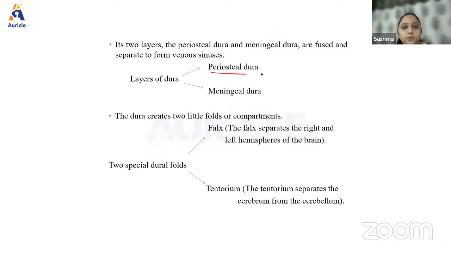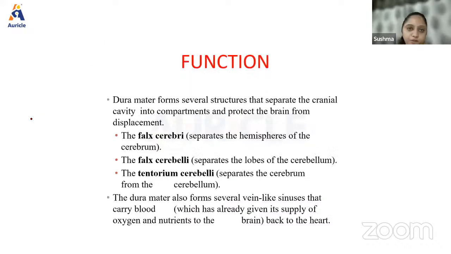Dura has two layers, periosteal dura and meningeal dura. Why? If this is the dura mater and here is the bone, the one closer to the bone is the periosteal layer, and the one closer to the other layers is the meningeal dura. Now the dura creates two folds, or compartments, known as falx and tentorium. Falx cerebri separates the right and left hemispheres of the brain, and tentorium cerebelli separates the cerebrum from the cerebellum.